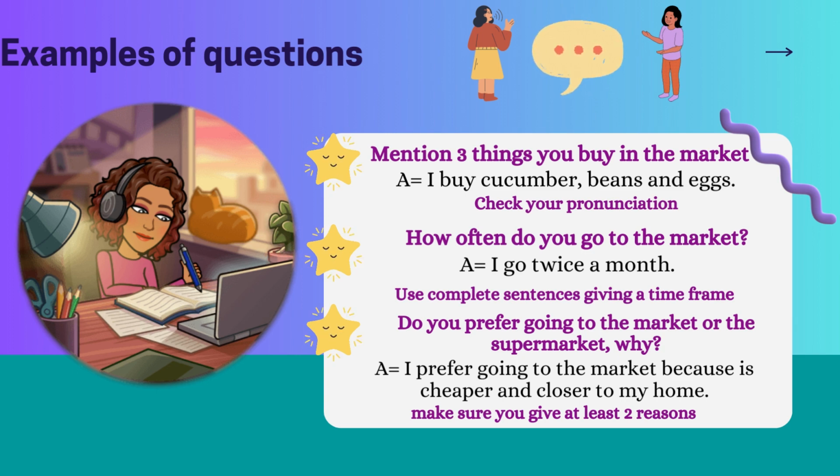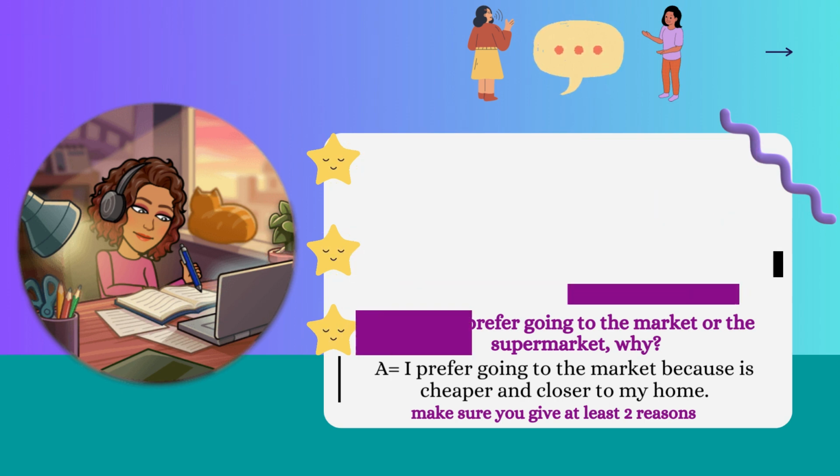Next question is, how often do you go to the market? You have to respond with a time frame. Once a week, twice a month, every Friday, every week. You decide. And the last question, do you prefer going to the market or to the supermarket? Tell me why. I prefer going to the market because it's cheaper and closer to my home. Make sure you use the word "because" to give an argument and provide at least two reasons why you prefer to go to the market or to the supermarket.